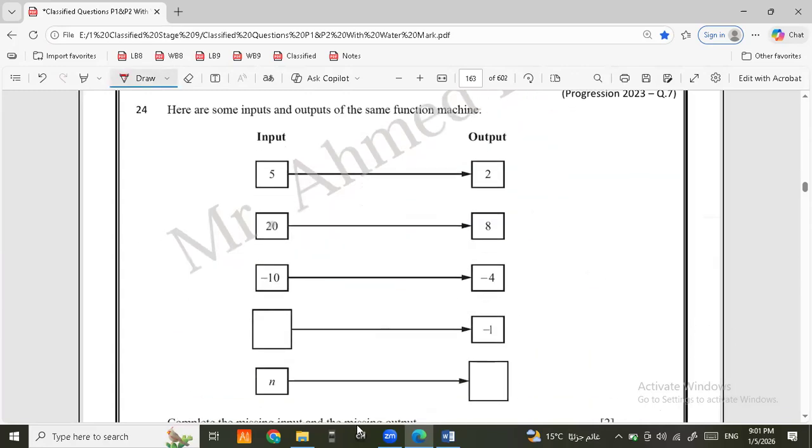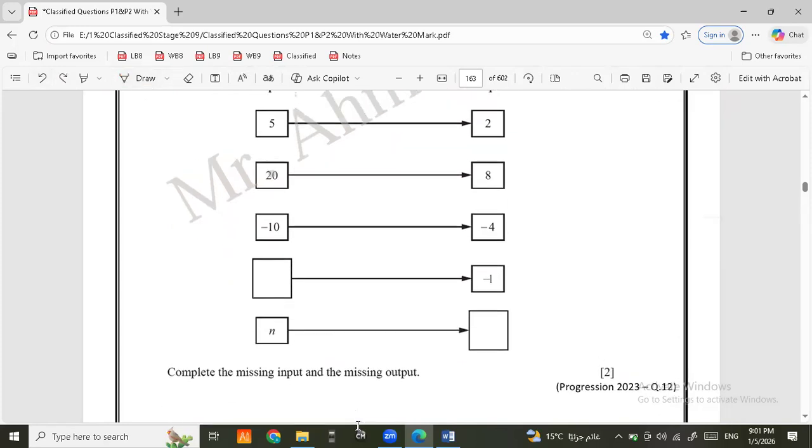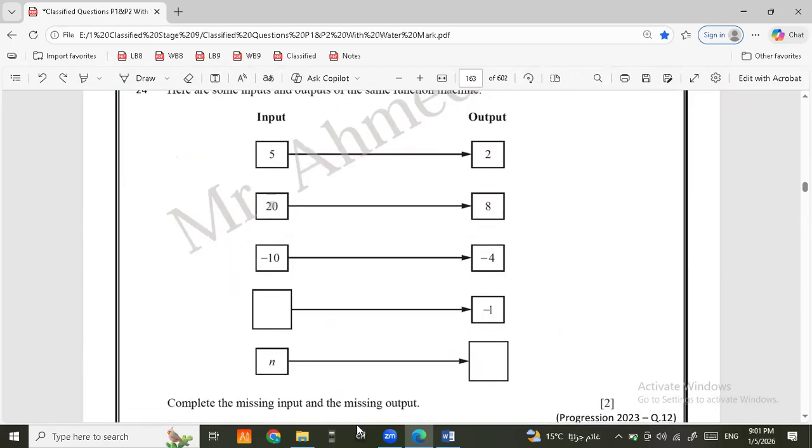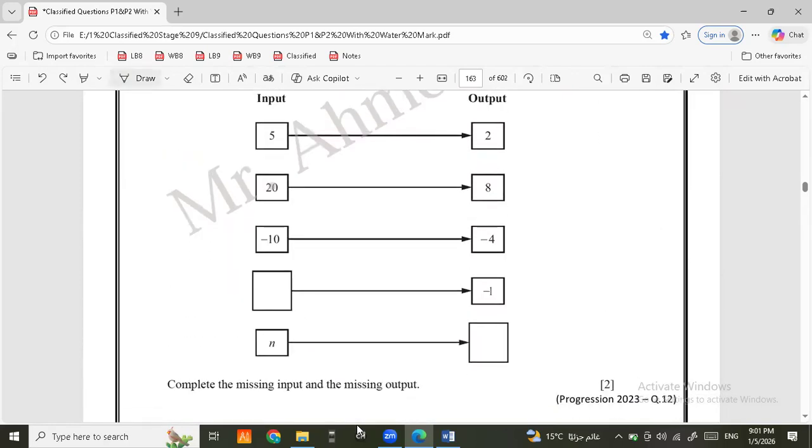Question 24. Here are some inputs and outputs of the same function machine. Input is 5, the output is 2. Input is 20, the output is 8. If you go down, you're going to find that this question is worth 2 marks. Many students got 1 mark. Why? Because they could find this, but they couldn't find this.